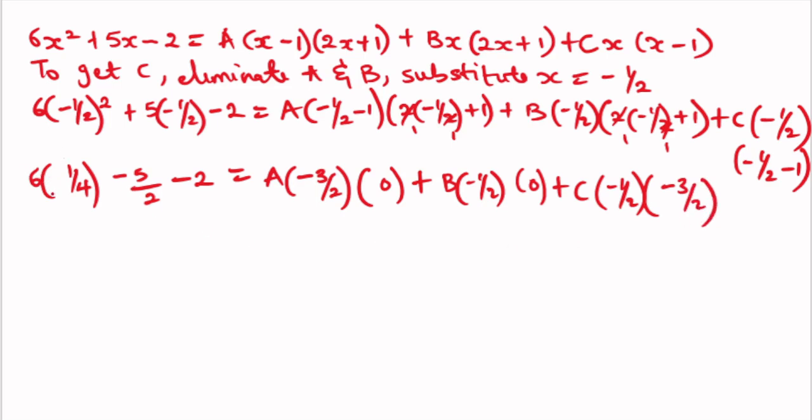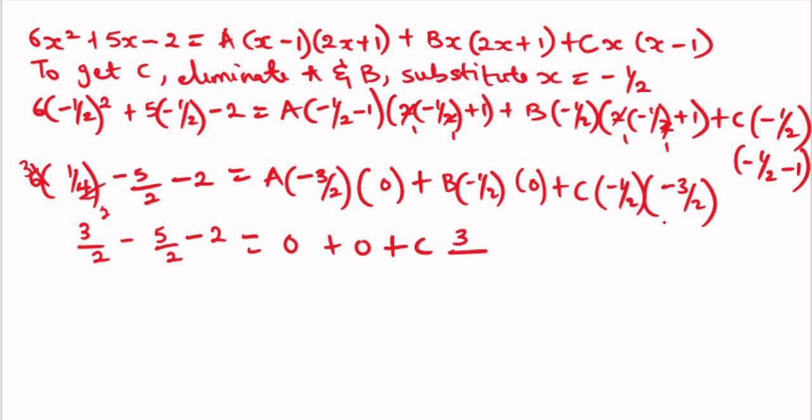Now for this expression, 2 here 3, 2 in 4, we have 2. So we are left with 3 over 2 minus 5 over 2 minus 2 equals a times minus 3 over 2 times 0 gives us 0, plus b times minus half times 0 gives us 0, plus c times minus 1 over 2 times minus 3 over 2. We'll multiply the numerators first. Minus 1 times minus 3 gives us 3 over 2 times 2 gives us 4.